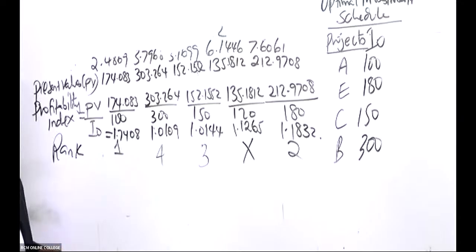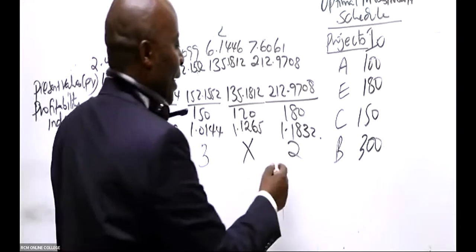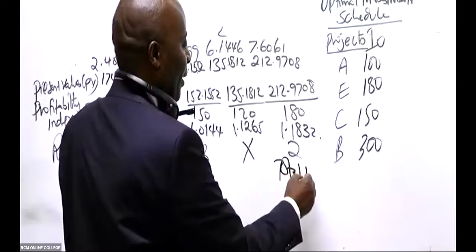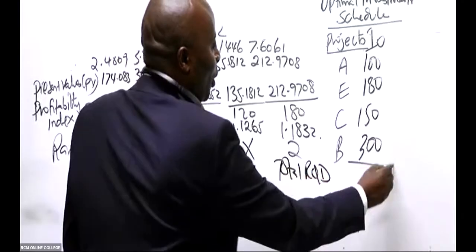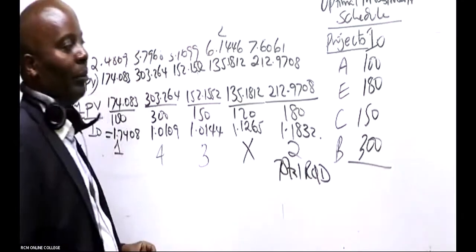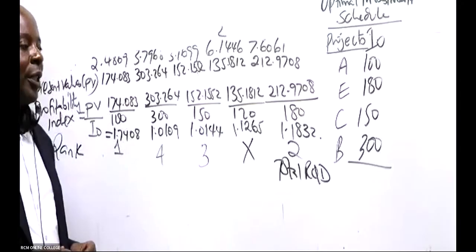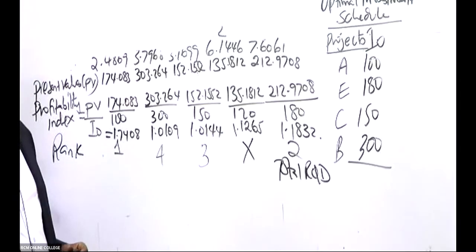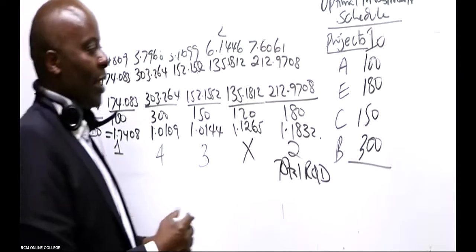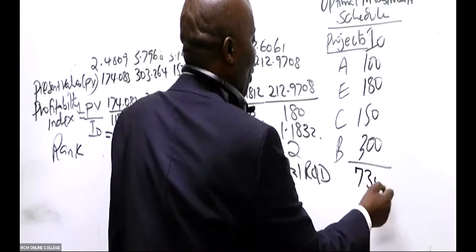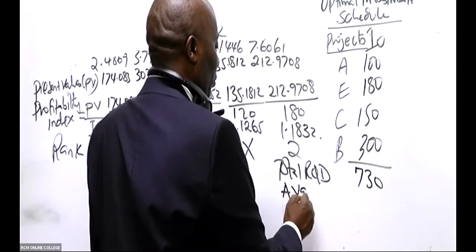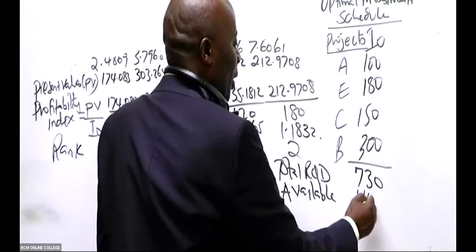So remember the amount which is available is how much? 400, isn't it? So come and add here. Tell us the total required. Total amount required. Add all of them. 100 plus 180 plus 150 plus 300. 730, yeah? How much do we have which is available? Available is 400, isn't it?